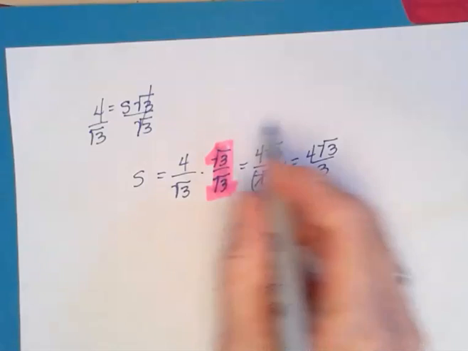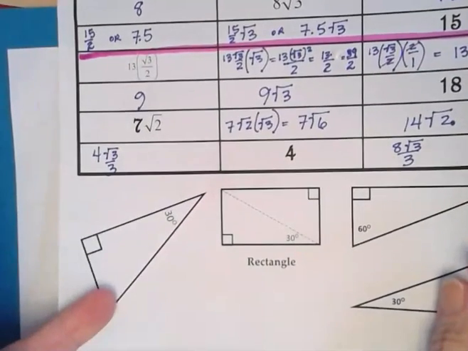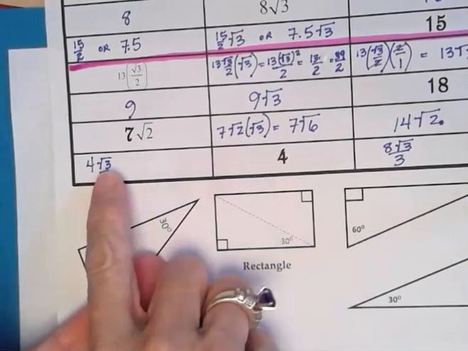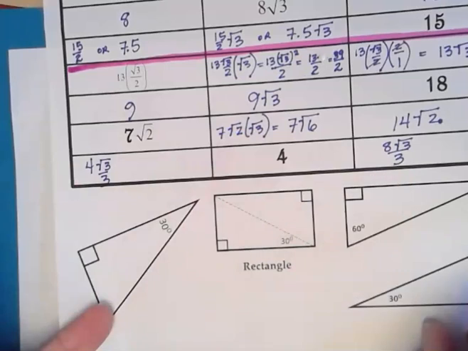It's too much for me to expect you to show me all that. If you learn the shortcut the rest of us have, then you could do what I showed you here and just write 4 times square root of 3 over 3 and have your answer, and then double it to get your hypotenuse.